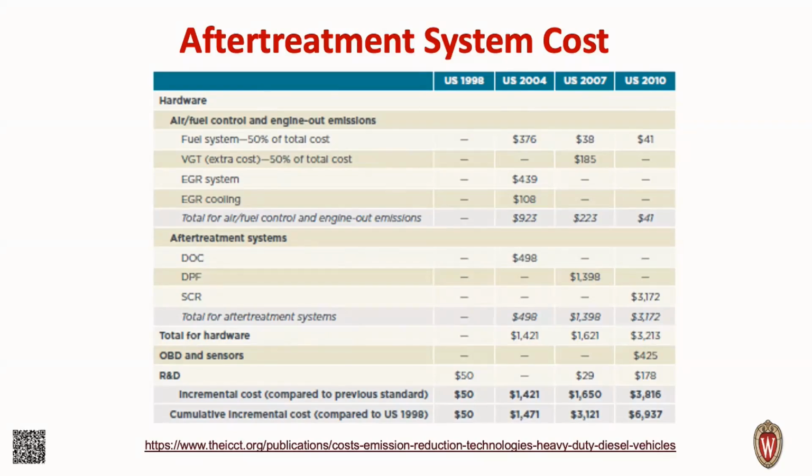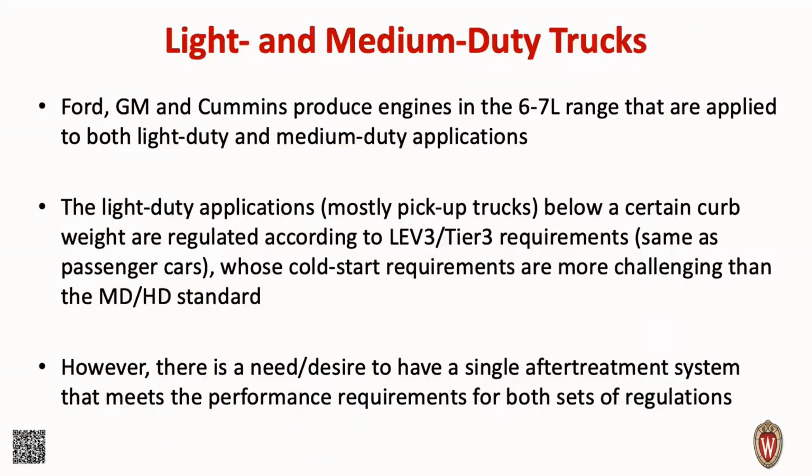I know I'm running a little short on time, but I wanted to at least connect this to some systems you were probably familiar with. So light and medium duty trucks. Ford, GM, and Cummins produce engines in the 6 to 7 liter range that we see in light duty and medium duty applications. Light duty applications would be pickup trucks below a certain curb weight, and those fall under the EPA LEV 3 Tier 3 requirements, which means the same for passenger cars. And those have more challenging cold start than, say, medium or heavy duty standards.